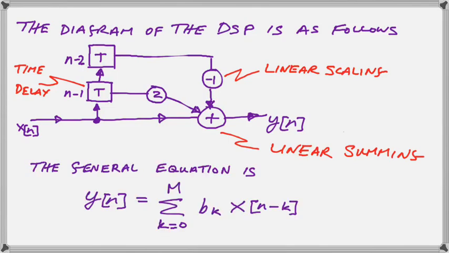Finally, we look at the general difference equation for a finite impulse response DSP, and this shows us that according to the number of terms that we have, M, we can develop any difference equation according to this pattern.